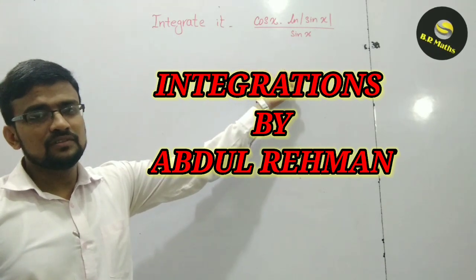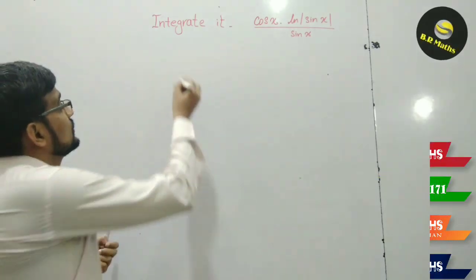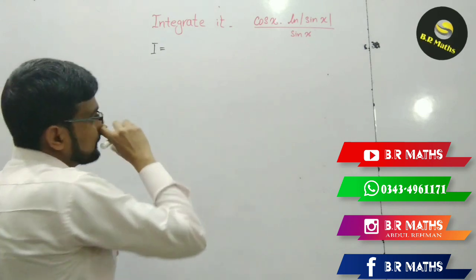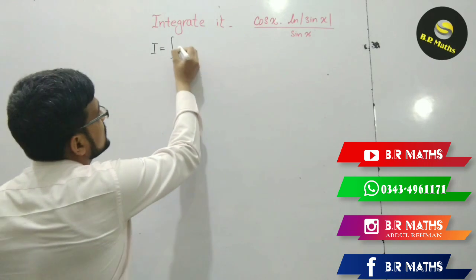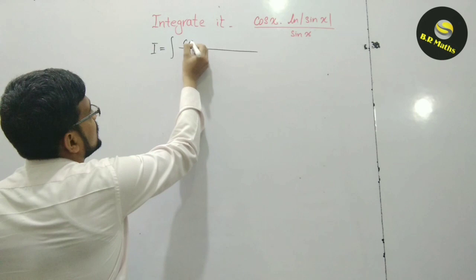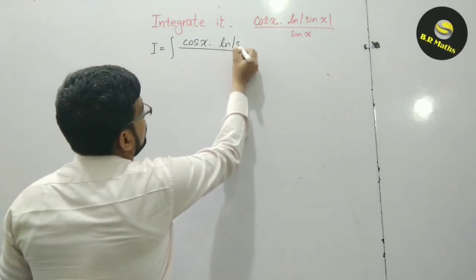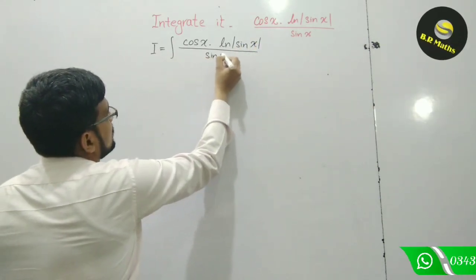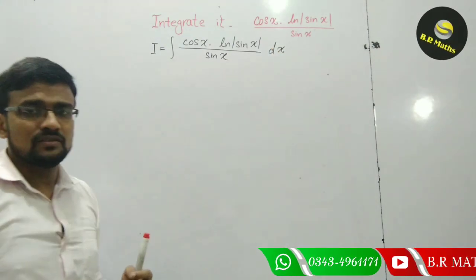Integrate this function with respect to x. So, start the question. Let I be the integration of this function with respect to variable x. The function is cos x natural log of sin x divided by sin x, and integrate with respect to variable x.